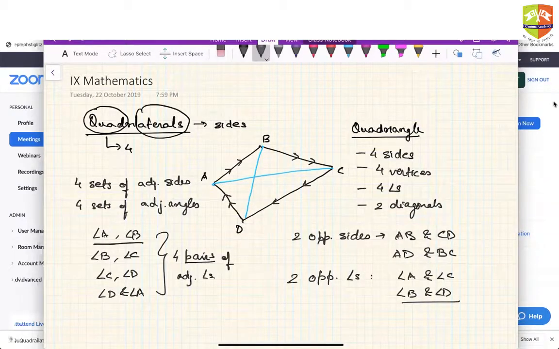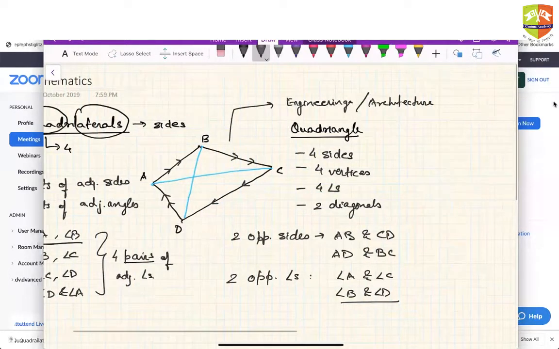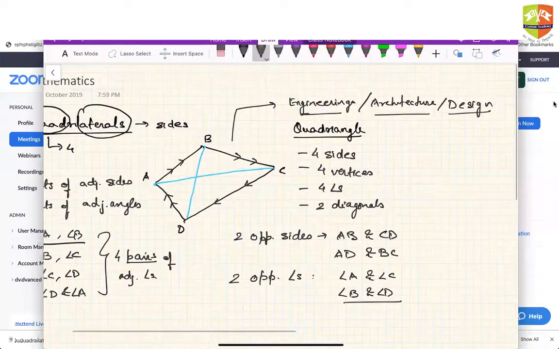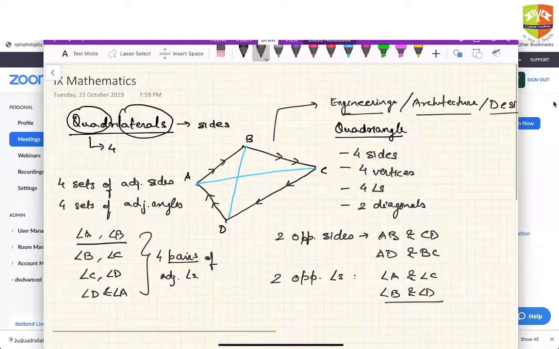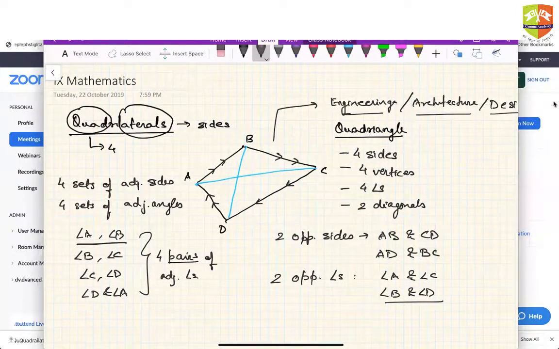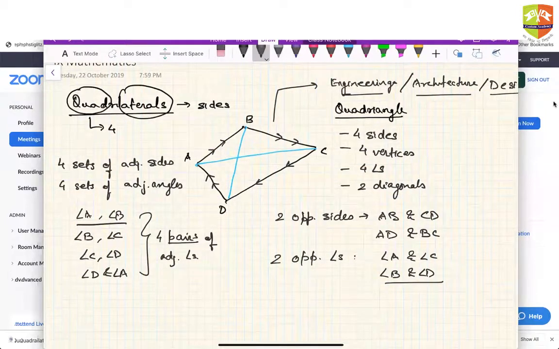Why am I discussing all of that? Because later on you are going to study the properties of a quadrilateral. Now, you'll ask me, why do we study the quadrilateral in the first place? Sense of geometry is very important in the field of engineering, for those who want to take up architecture, or later on design. If you want to design a product or a building, or you are into engineering, you must be very thorough with the knowledge of geometry. And the quadrilateral being an integral part of geometry, we must learn it.